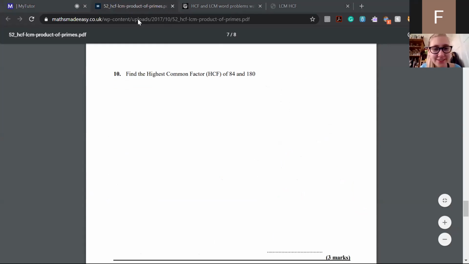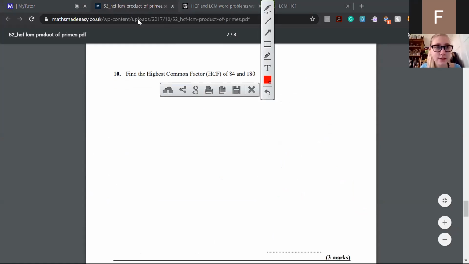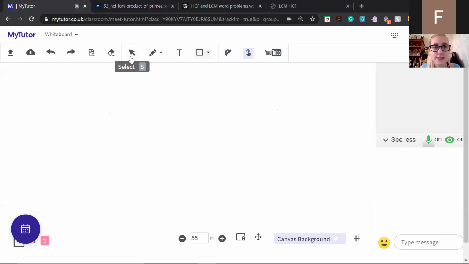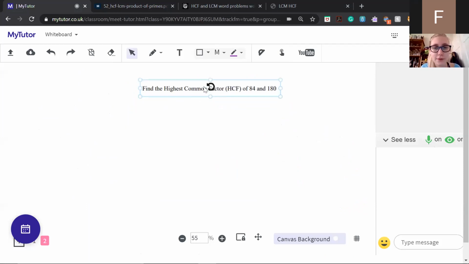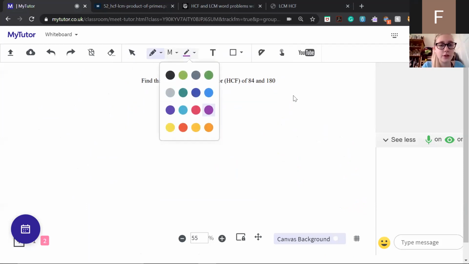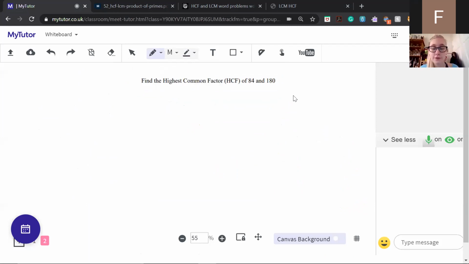Okay, let's have a look at this one. So here's one that uses the same number. It uses 84. We've got a different number there. So I'll do it again. So we want to find the highest common factor of 84 and 180. So we want to find the biggest number that fits into both of these. And the way that we're going to do that is by looking at the prime factors, all of the building blocks that make them up. So let's have a look.